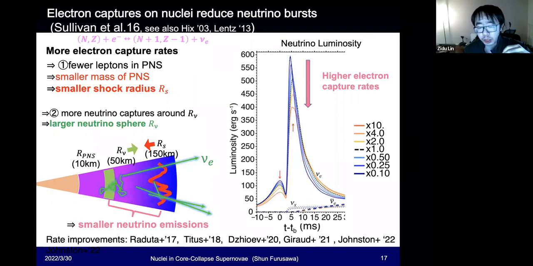Okay. But I guess if NSE is assumed, why does the weak interaction still matter? Because as long as we know the binding energy or the information about the nuclear models, we can determine the composition of those nuclei, right? We don't need to calculate the weak interaction if we assume NSE. So yes. Can you explain why this electron capture rate is still important?